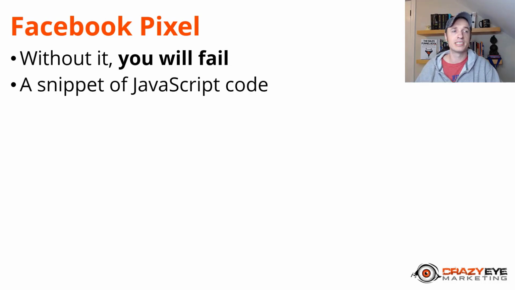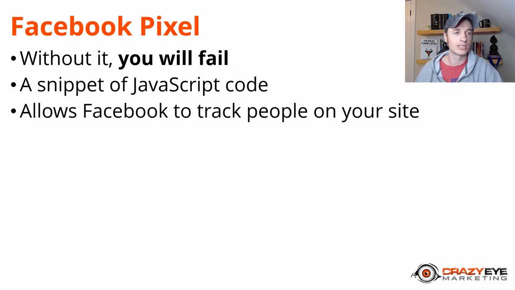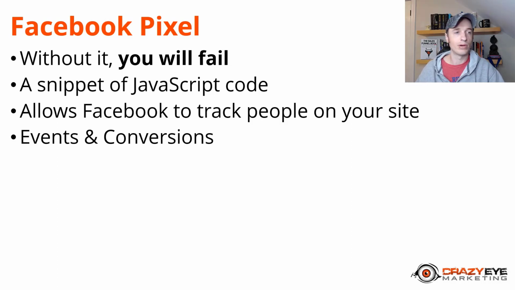So the Facebook pixel, simply put, is just a snippet of JavaScript code. It's a little block of code that you're going to put on your website, and you'll see how that works in a minute here. What it does is it allows Facebook to track people on your website. Facebook can't track people when they leave Facebook unless you have a pixel on your website, and then Facebook can see what pages they're landing on, what they're looking at, what they're clicking on, what they're buying, what they're opting in for. All that type of stuff can be tracked when you have the pixel on your website.